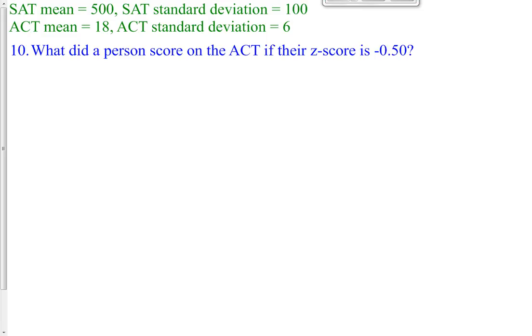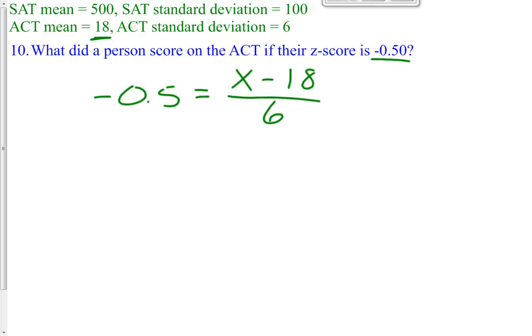Here's what you should have got. Once again, the z-score we know is a negative 0.5. So they did less than average on the ACT. They did left of the mean. So just by that, we should know they got less than an 18 because an 18 is the average. So if it's a z-score of a negative 0.5, that means they did less than average. So less than 18. So negative 0.5 equals the x, what we want to find, minus the mean, 18, divided by the standard deviation of 6.